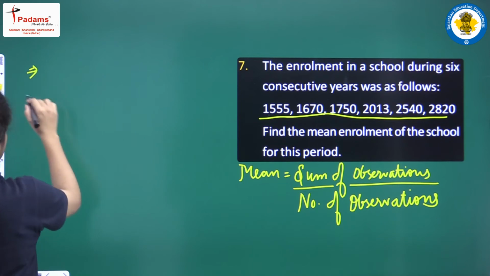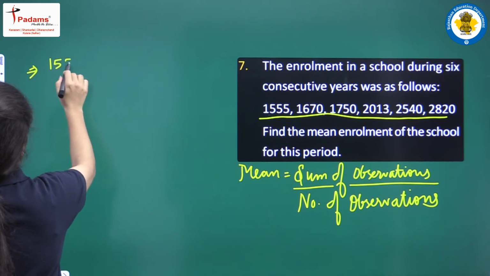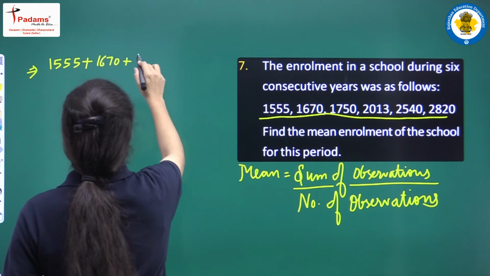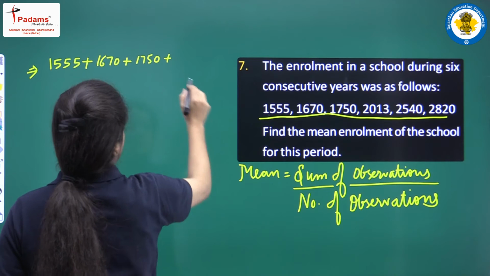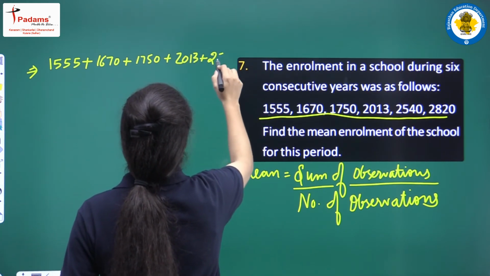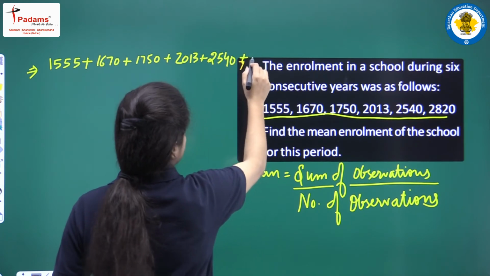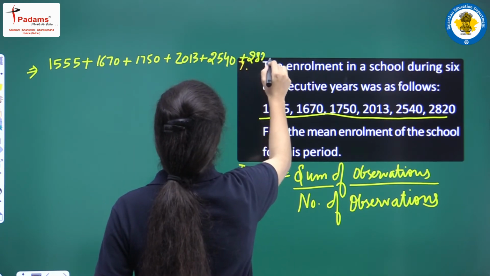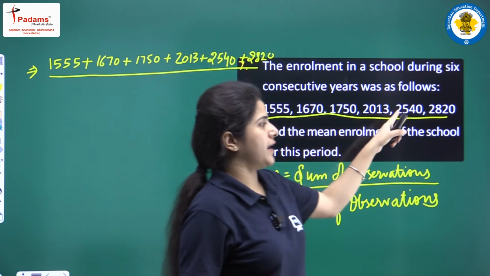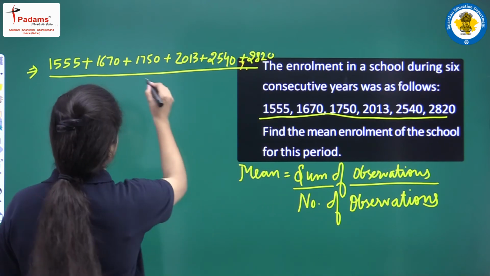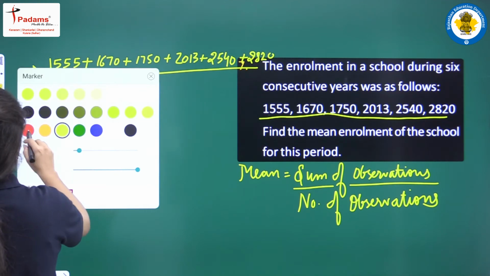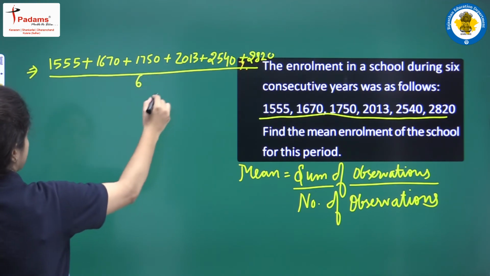So students, the mean: 1555 plus 1670 plus 1750 plus 2013 plus 2540 plus 2820, and divide this by 1, 2, 3, 4, 5, 6 consecutive years. Alright students, dividing it by 6. So now we'll be finding the sum of these years.